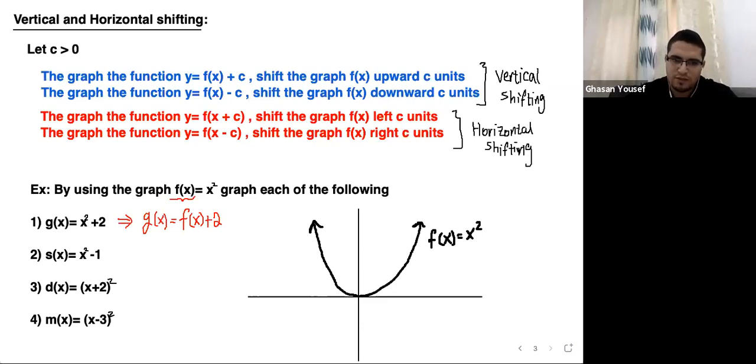So we did it already. Then we shift the f of x 2 units upward. So it will be like here is the point, here is 0, 0. This is 1, this is 2. So starting from 2, everything here will shift upward 2 units. So the graph will be something like this. Okay, so we shift 2 units upward.